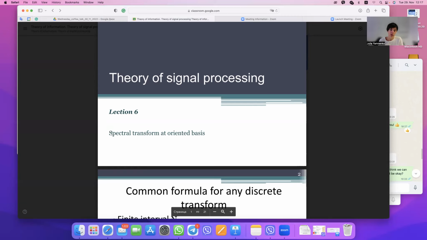And this new method that we are going to consider now is called spectral transform at oriented basis. And this is a comparably new method. Actually, it was invented at our department. That's why I would like to pay your attention that it could be a good possibility to use this method in your future project. For example, it could be your bachelor project.